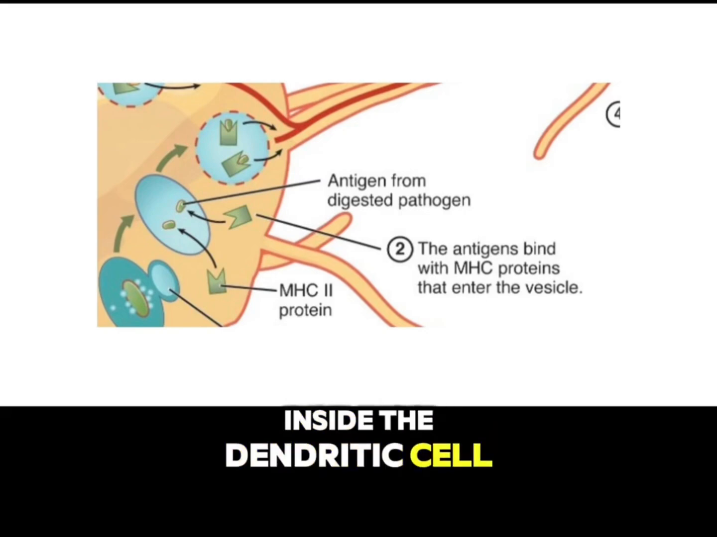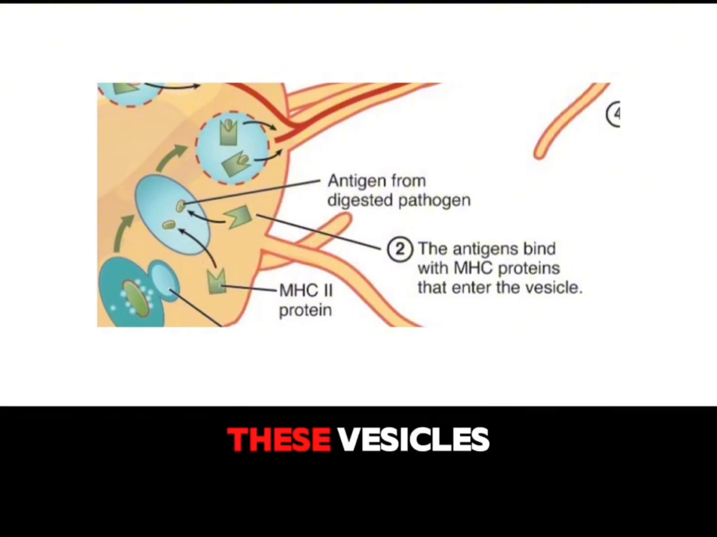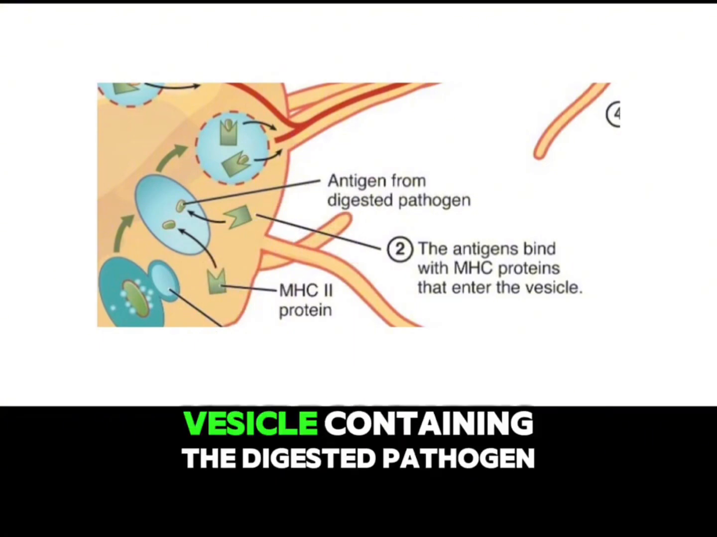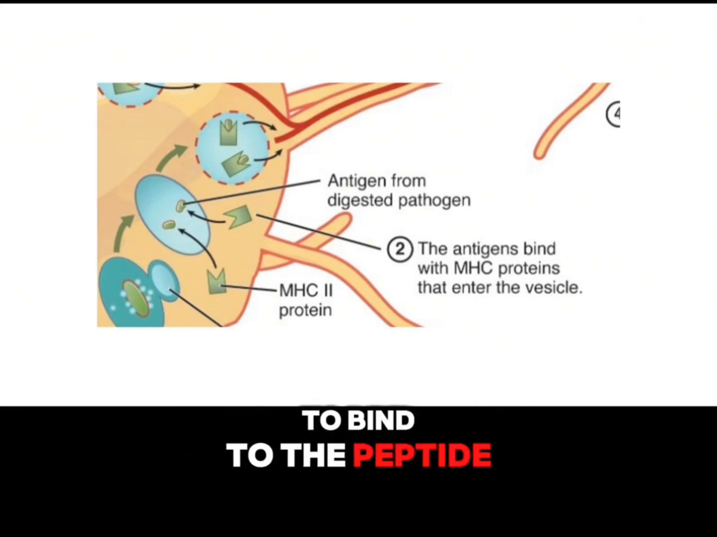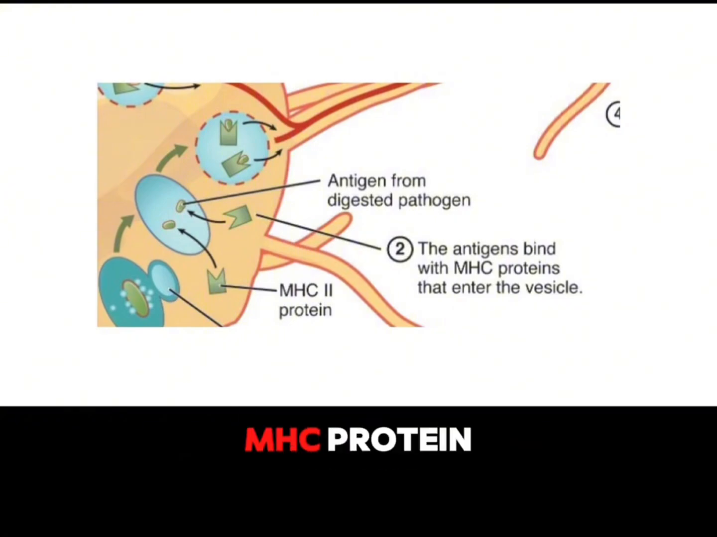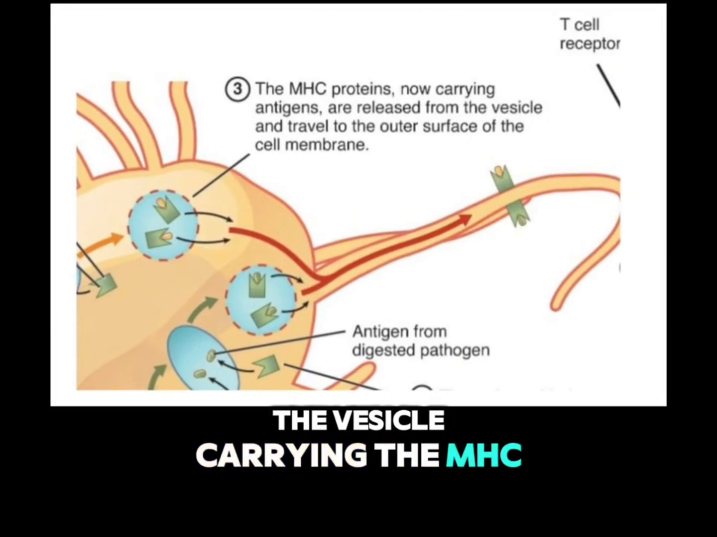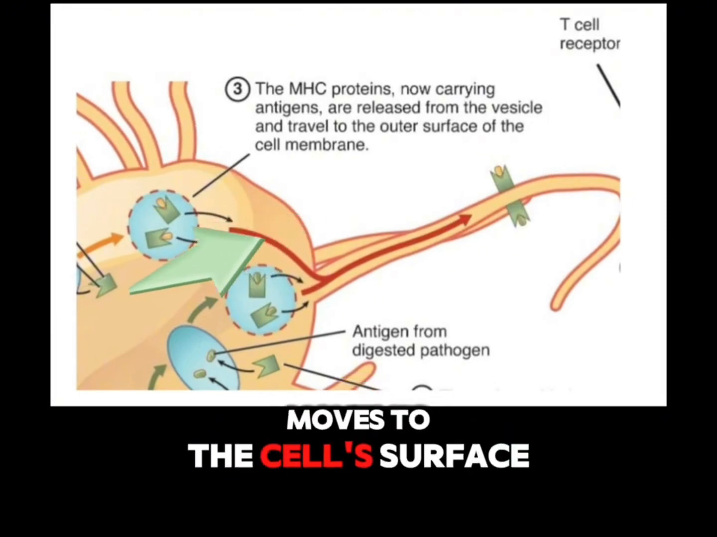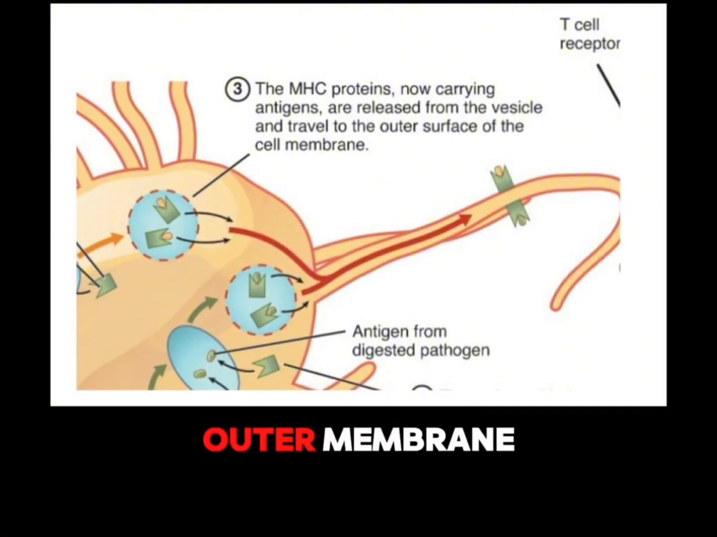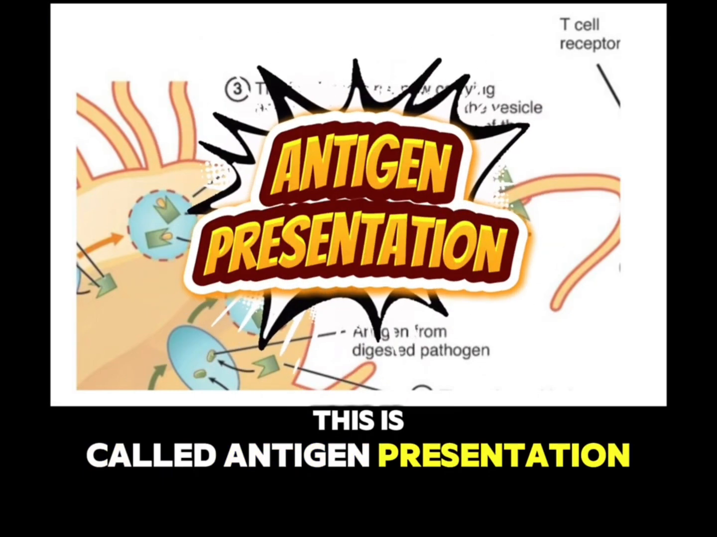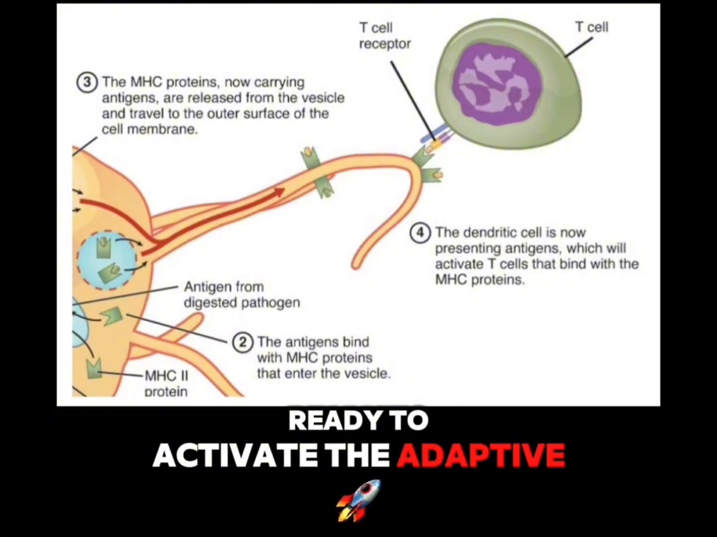Inside the dendritic cell, MHC class 2 proteins are synthesized and packaged into vesicles. These vesicles then merge with the vesicle containing the digested pathogen, allowing the antigen fragments to bind to the peptide binding cleft of the MHC protein. Once the antigen is attached, the vesicle carrying the MHC antigen complex moves to the cell's surface. Now the dendritic cell is literally wearing the antigen on its outer membrane. This is called antigen presentation. At this point, the dendritic cell is ready to activate the adaptive immune system.